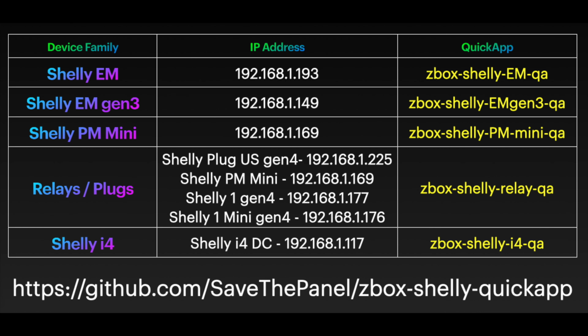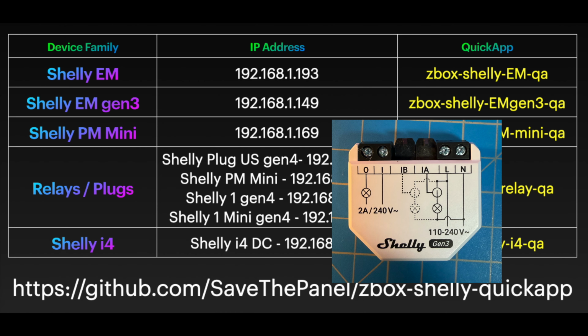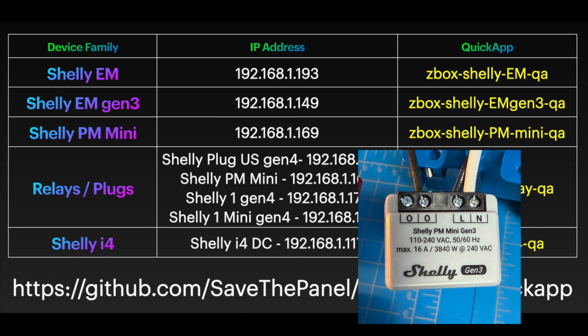So here's a list of the quick apps by device family, and I included the IP addresses here on our test bench because in a minute we're going to add one of these and I'll show you how the additions work. But firstly, the EM family, that was the older style Shelly energy monitors with the CT clamps, which are different than the EM Gen3s because of formatting differences in the code. We broke that out into a separate quick app. The Shelly PM Mini, which connects inline to the power going to your device, is separate.